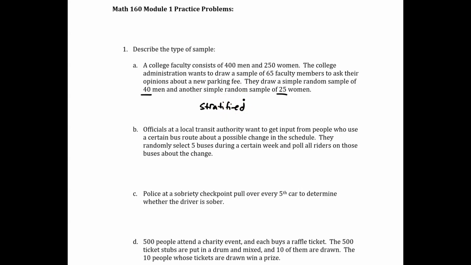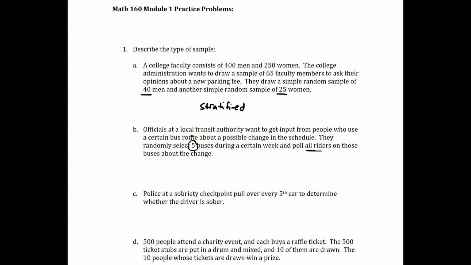All right, part B. Officials at a local transit authority want to get input from people who use a certain bus route about a possible change in the schedule. They randomly select 5 buses during a certain week and poll all the riders on those buses about the change. So you can imagine that a local transit authority would have a whole fleet of buses. But what they're doing, instead of pulling some people from all of the buses, they're pulling all of the riders from just a handful of the buses.